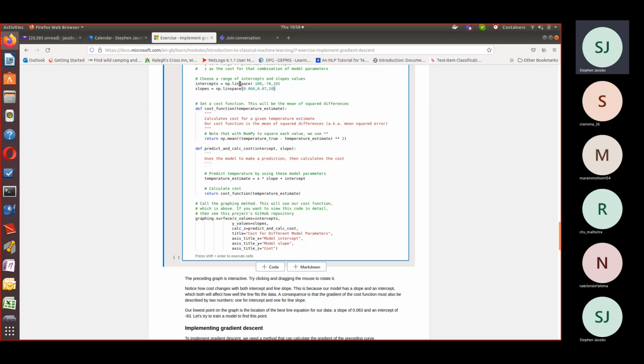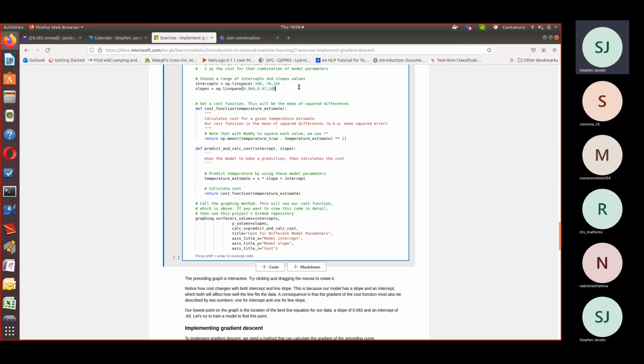But we've got the three values. So what we're saying is we think the slope is going to vary from 0.06 to 0.07. That we think is the range in which our slope will exist. And we think our intercept could be anywhere between minus 100 and minus 70.